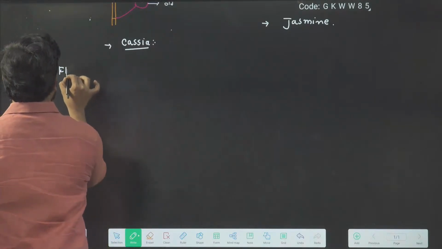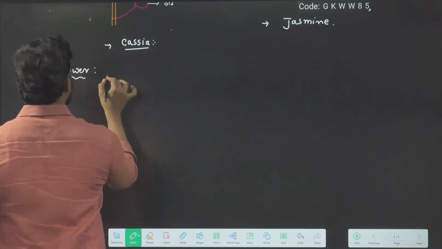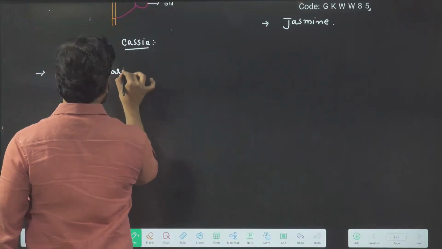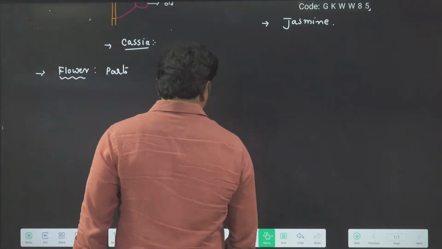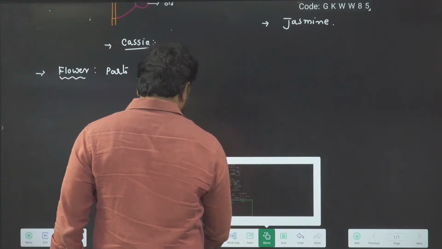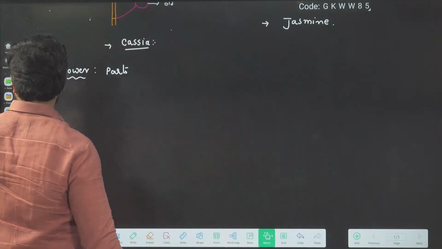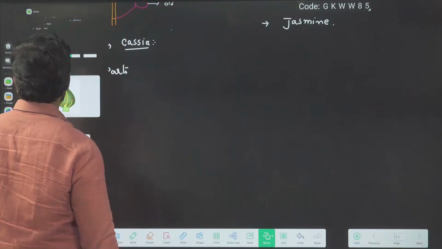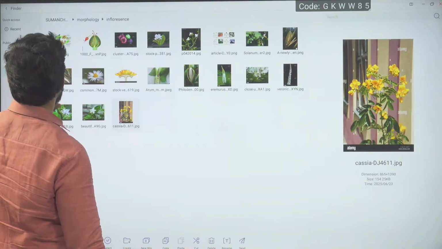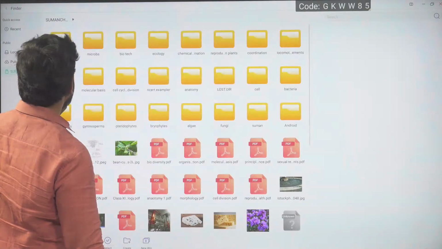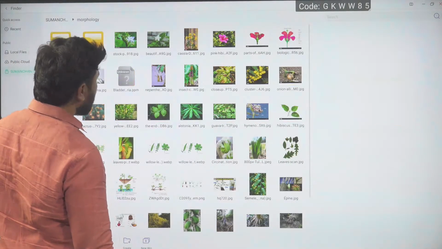Already you know what a flower is. Now I am talking about the flower and its parts. Consider a flower: it is a modified shoot. It has the following parts. What are the parts present in a flower? I will take an image for our convenience.